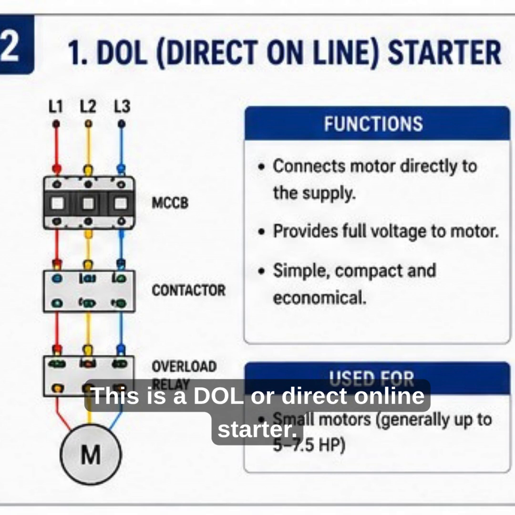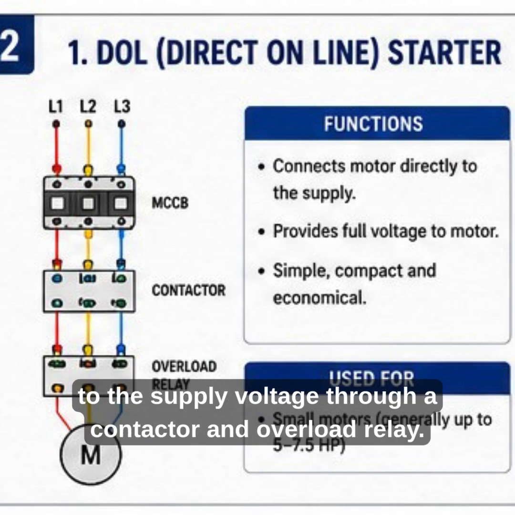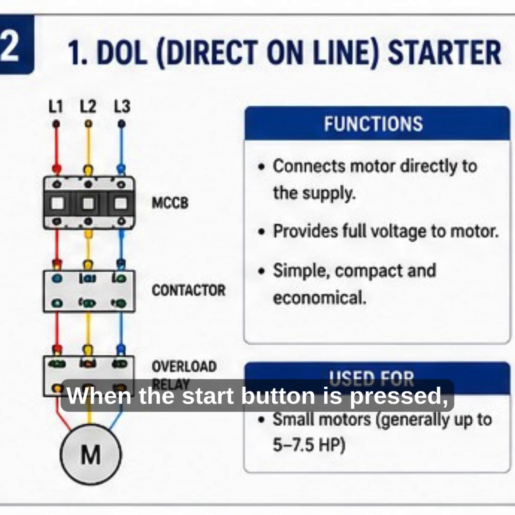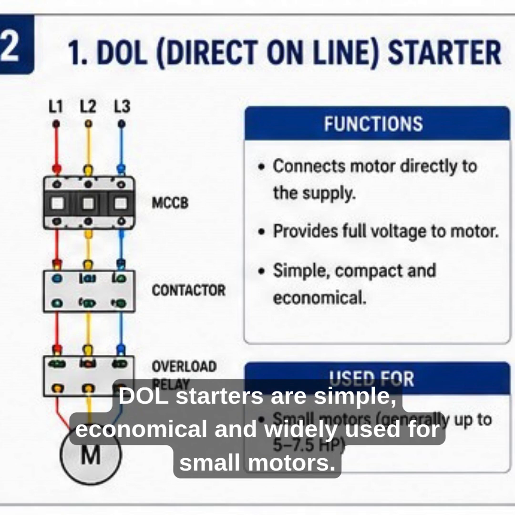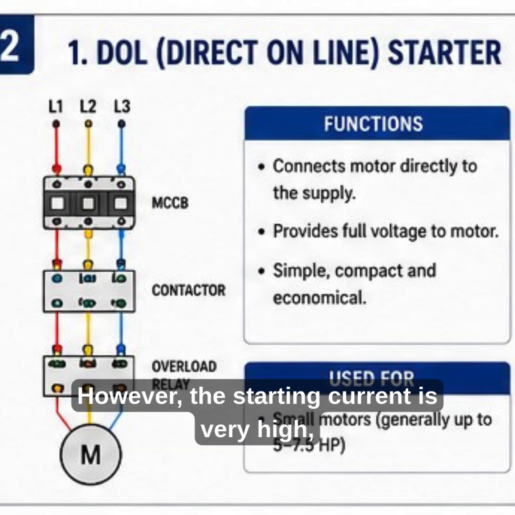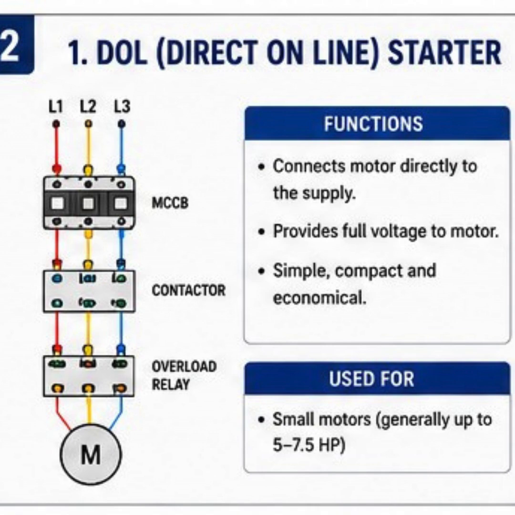This is a DOL, or direct online starter. In DOL Starter, the motor is connected directly to the supply voltage through a contactor and overload relay. When the start button is pressed, the contactor energizes and the motor receives full voltage instantly. DOL starters are simple, economical and widely used for small motors. However, the starting current is very high, generally 6 to 8 times the rated current.